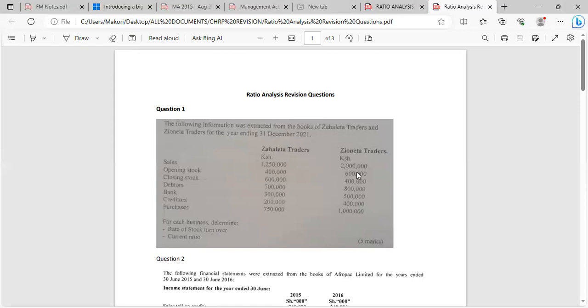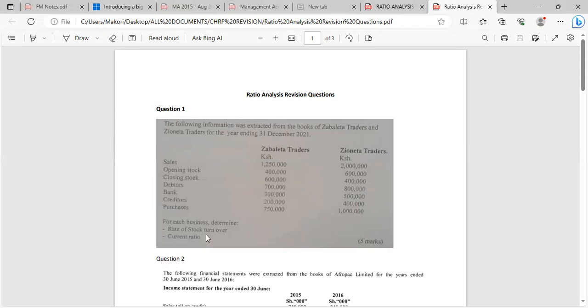For Zioneta, you do the same. You take the cost of sales: the opening stock, 600,000, add the purchases, 1 million, then you deduct closing inventory, 400,000. It gives you the cost of sales. Then you calculate the average inventory. Opening stock is 600,000 plus the closing inventory, 400,000. That is 1 million divided by 2. Average stock is 500,000. Take the figure for the cost of sales, divide by the average inventory, and you get the stock turnover ratio for Zioneta.